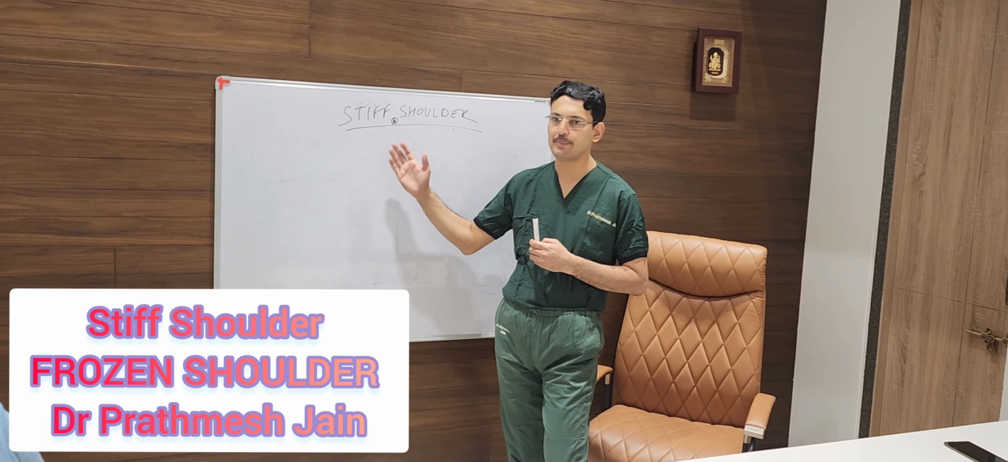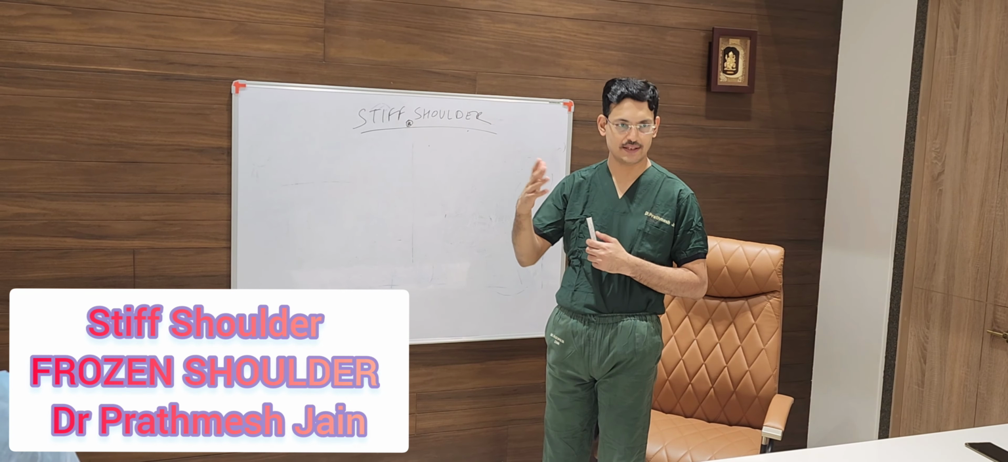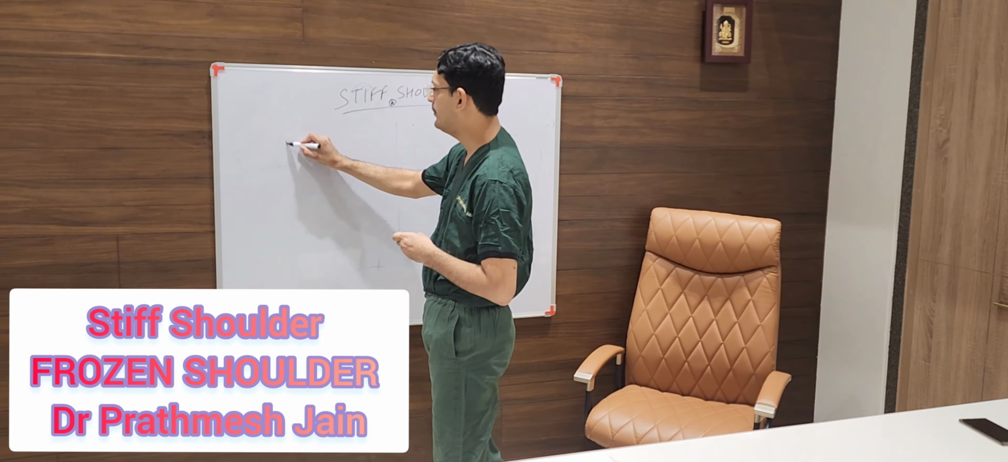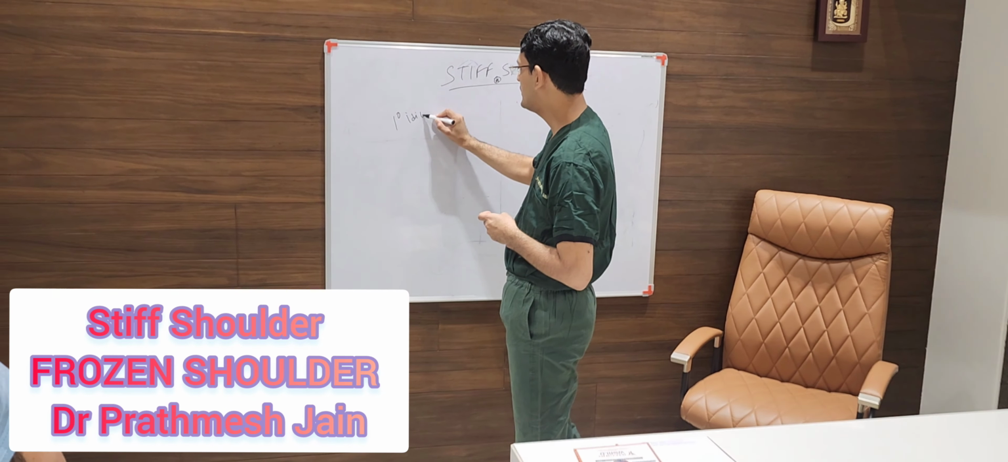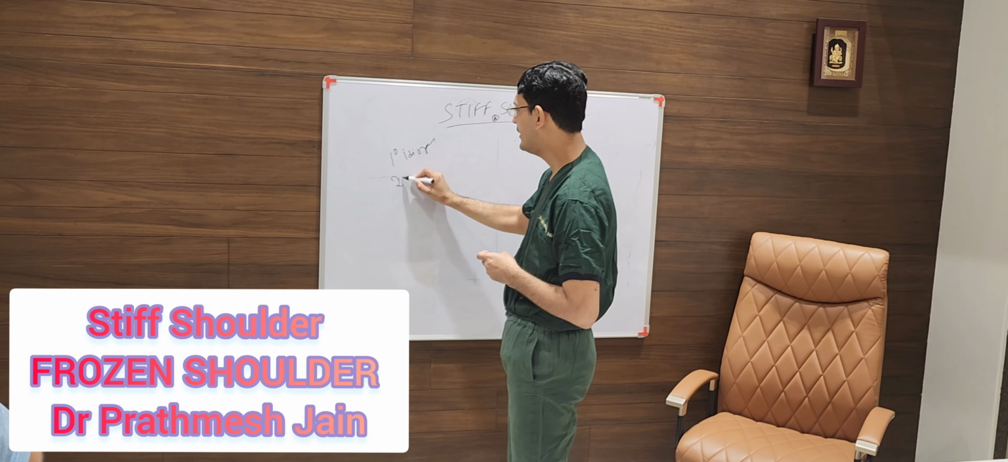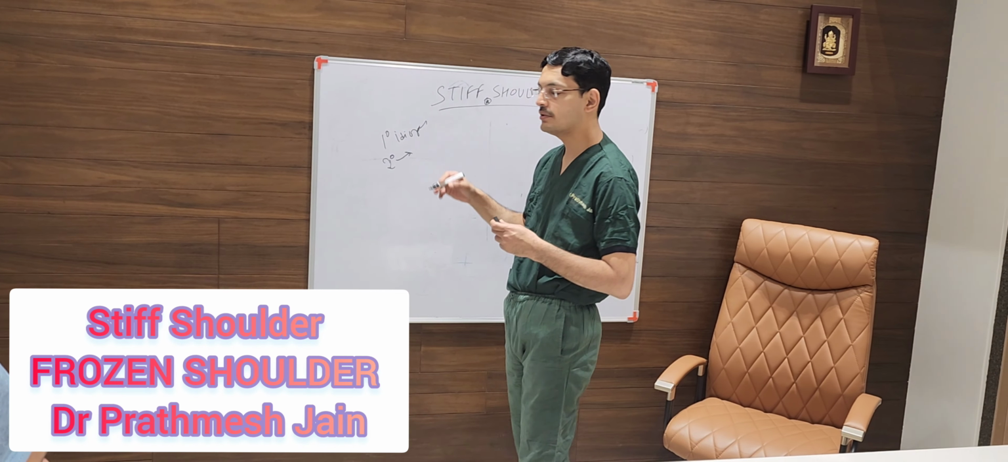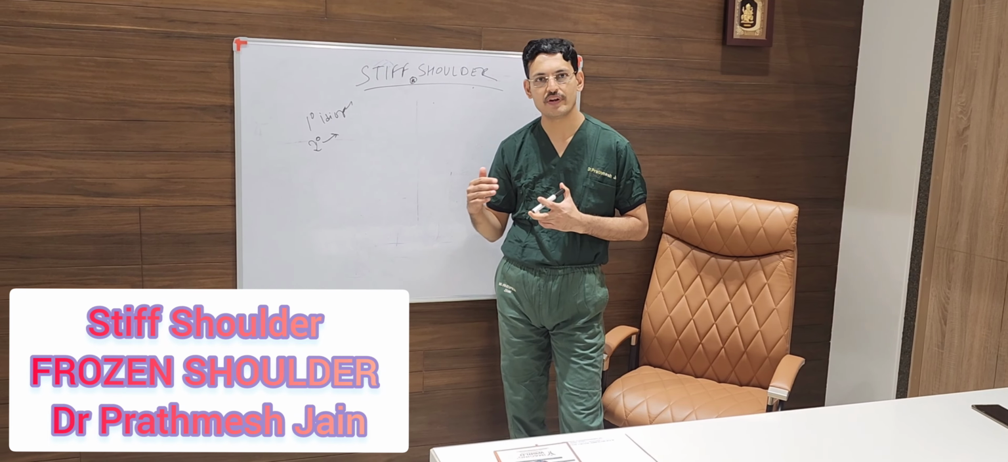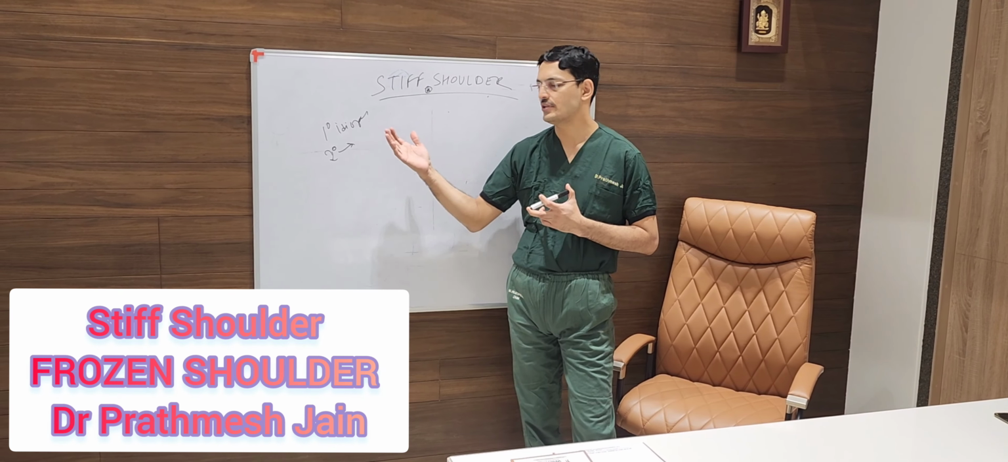So it is either primary or secondary. Primary is idiopathic, that is without any reason, and secondary is something secondary. So because of any trauma, any surgery, any event, the shoulder has become stiff.